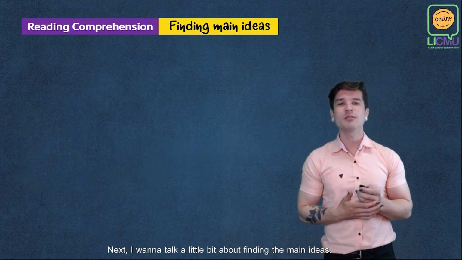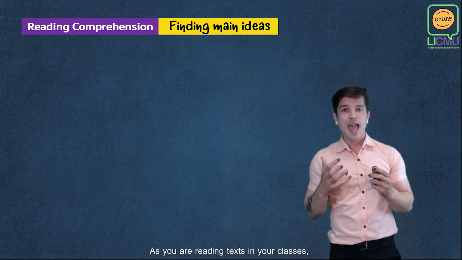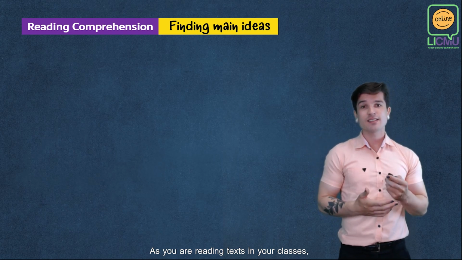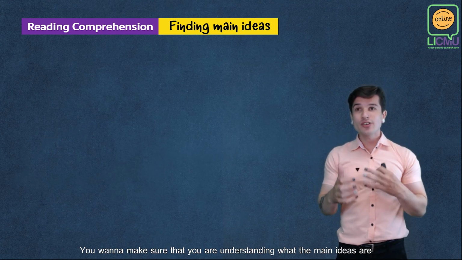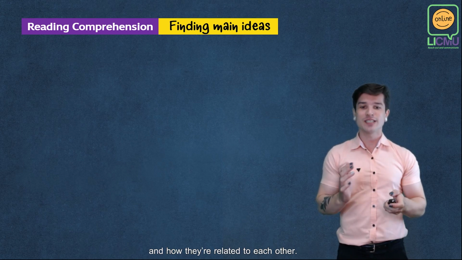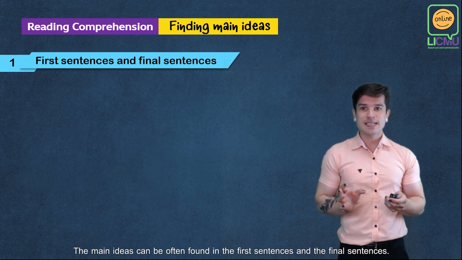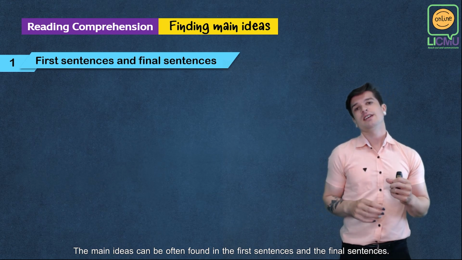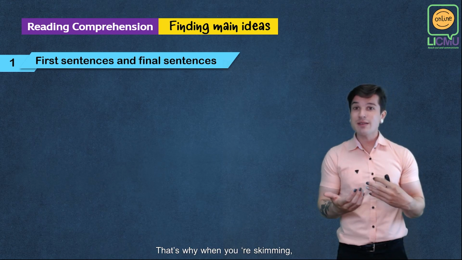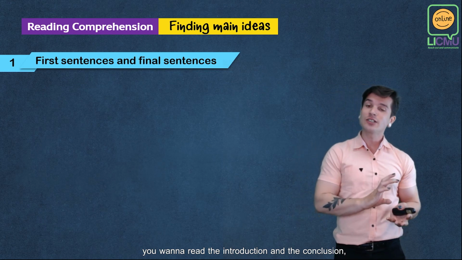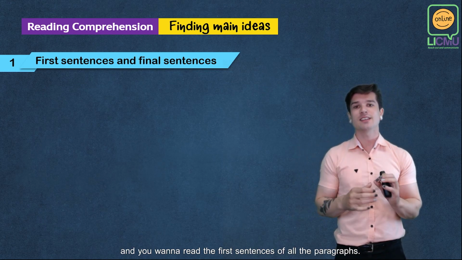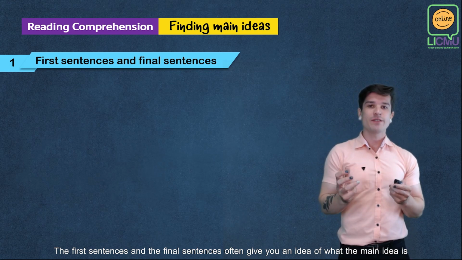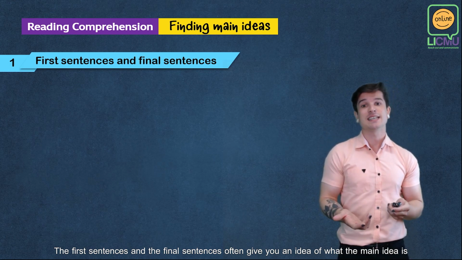Next, I want to talk a little bit about finding the main ideas. As you are reading texts in your classes, you want to make sure that you are understanding what the main ideas are and how they're related to each other. The main ideas can often be found in the first sentences and the final sentences. That's why when you're skimming, you want to read the introduction and the conclusion, and you want to read the first sentences of all the paragraphs. The first sentences and final sentences often give you an idea of what the main idea is.